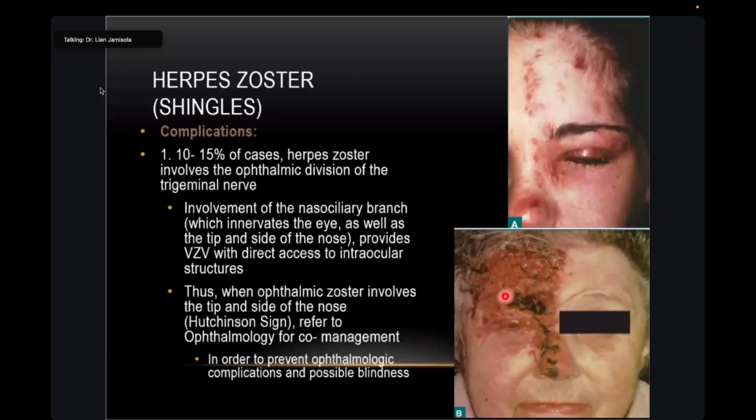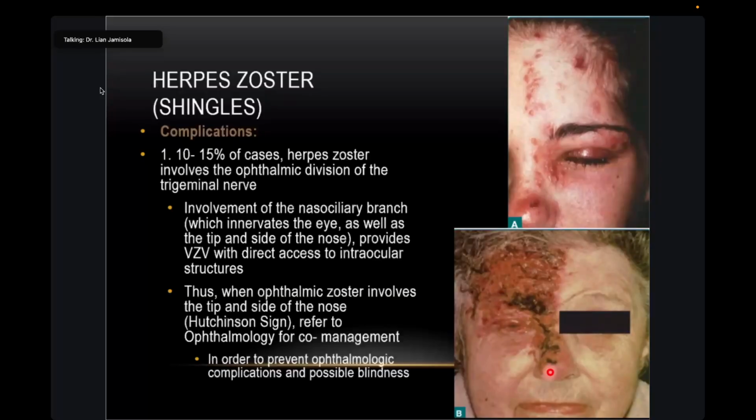So complications: 10 to 15% of cases would involve the ophthalmic division of the trigeminal nerve, and very particularly the nasociliary branch of the ophthalmic division. This is the branch that innervates the eye, as well as the tip and side of the nose. It provides the varicella virus direct access to intraocular structures. So this is what we check, the tip of the nose. Thus, when your zoster involves the tip and the side of the nose, we call that the Hutchinson sign.